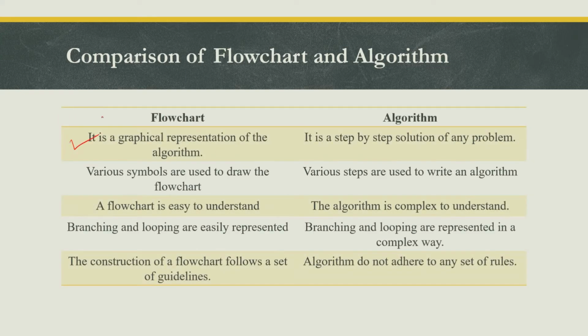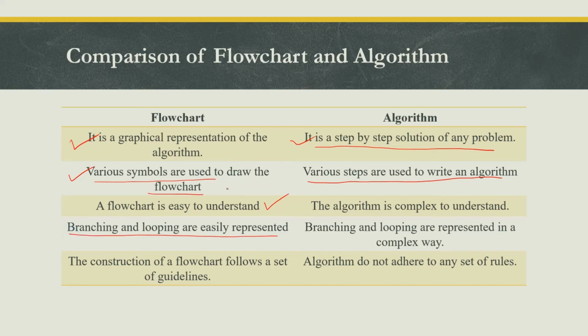As you know, a flowchart is a graphical representation of the algorithm, whereas algorithm is a step-by-step solution for any problem. Various symbols are used to draw the flowchart, such as terminal symbol, input output, process, decision, etc. Various steps are used to write an algorithm. A flowchart is easy to understand compared to the algorithm, whereas algorithm is complex to understand compared to the flowchart.